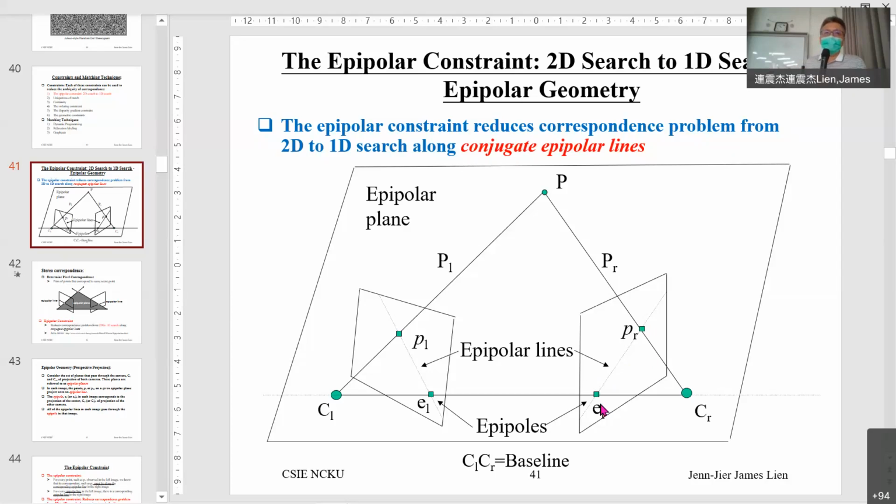OpenCV gives you a method to try to find the epipolar line. This means that no matter how you put the two cameras, you can always find the epipolar line. Based on the epipolar line, you can find the corresponding point, so it becomes 3D reconstruction.